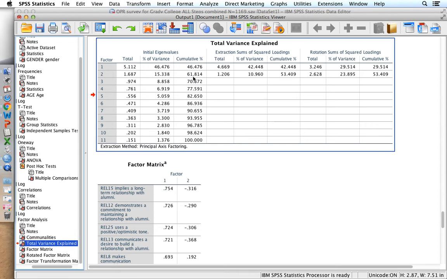Then I would ask you if this is enough. Yes or no? And the percentage of cumulative variance that has to be explained in order for this to be multidimensional is 60%. So this is meeting the threshold. So this 2-factor solution is good. This 2-factor solution works.